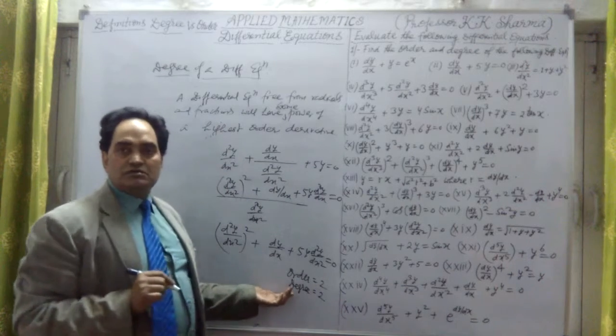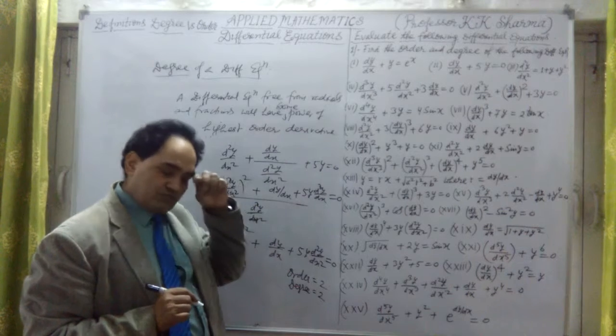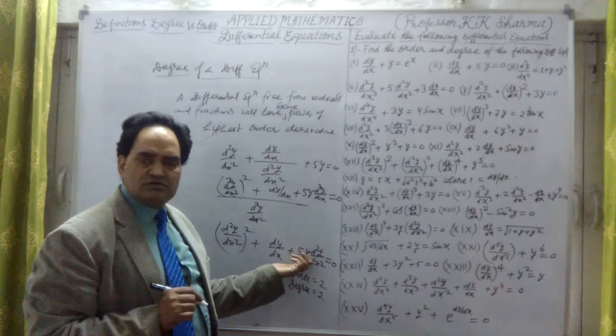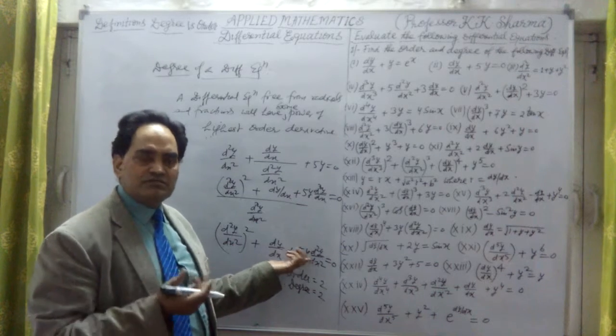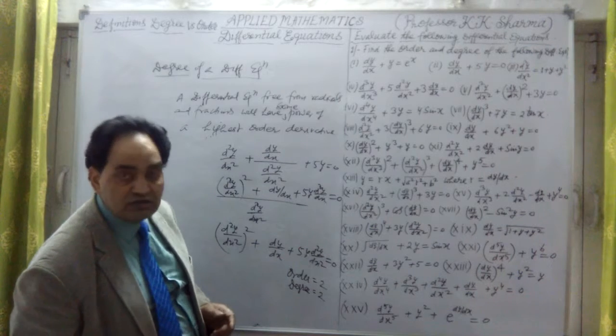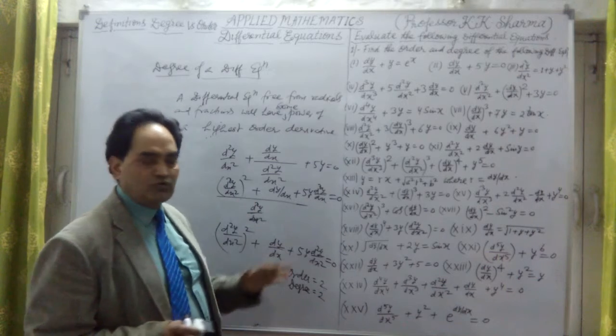This is the proper polynomial form. First we have to convert the whole equation into proper polynomial form. Polynomial means having terms, and the polynomial is expressed in terms of derivatives, because this is a differential equation. Then we find out the degree and order. The degree is calculated after converting the equation into proper polynomial form.